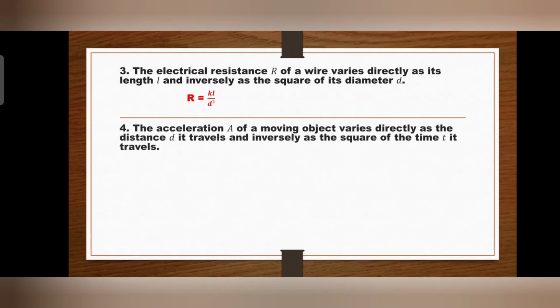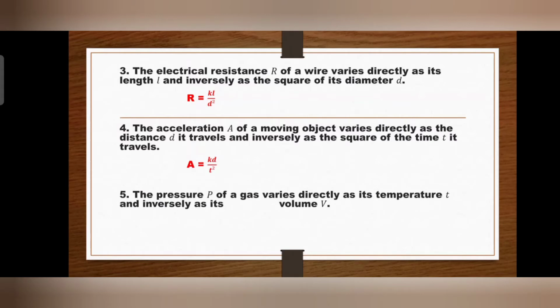The number 4, the acceleration a of a moving object varies directly as the distance d it travels and inversely as the square of the time t it travels. So the answer is a is equal to varies directly as the distance d it travels. So k times d, and inversely, since meron siyang inversely, so divide na. Inversely as the square of the time t it travels. So square of t, so divided by t squared.